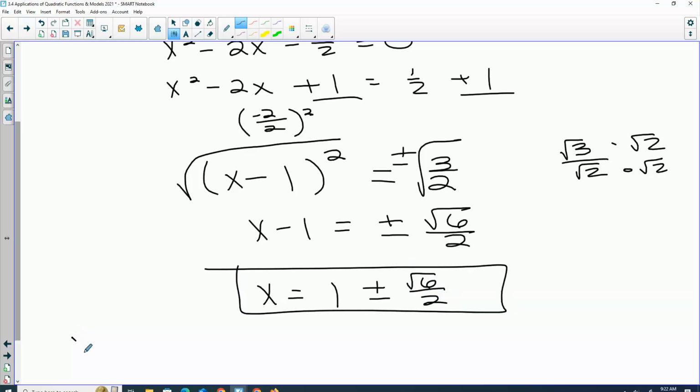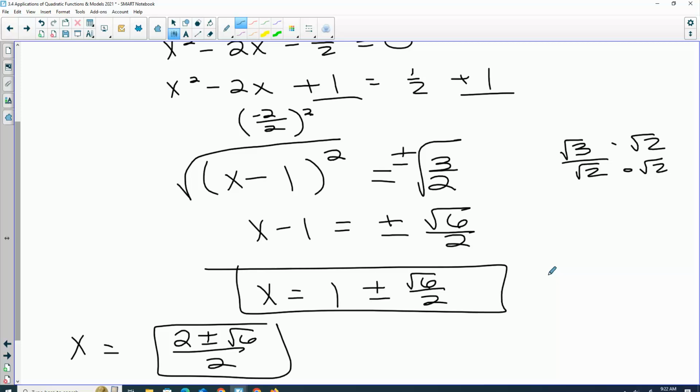If you had done it the quadratic formula, your answer would have come out to look very similar. It would look like this, and they're equivalent. Either one is fine. So, pick a method that you like and go with it.